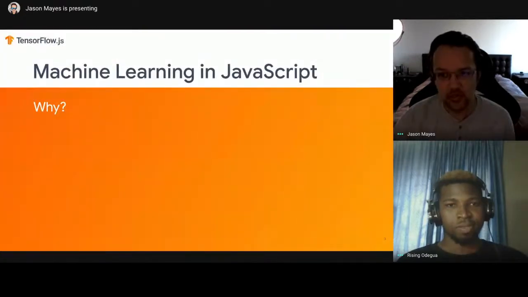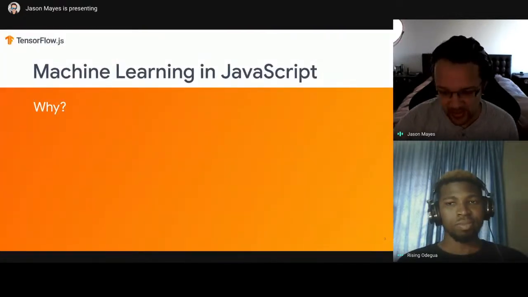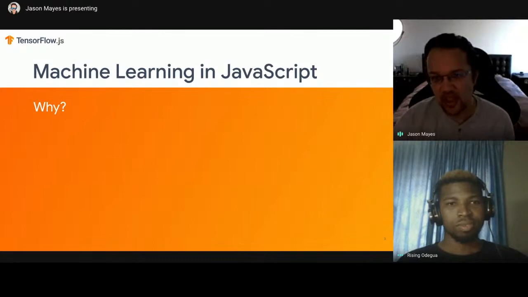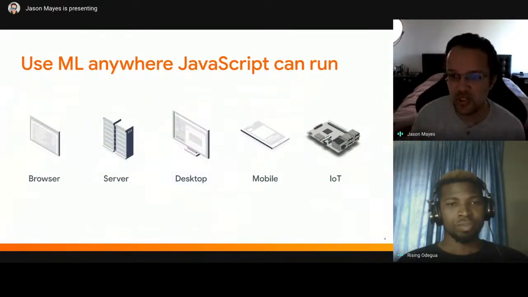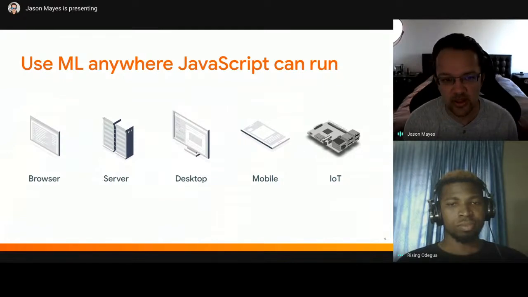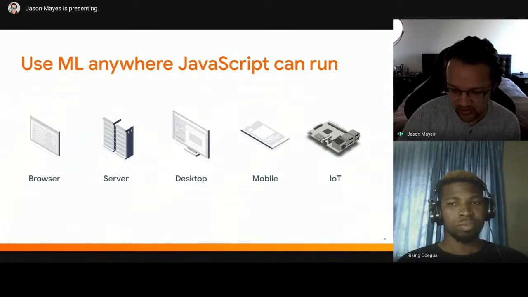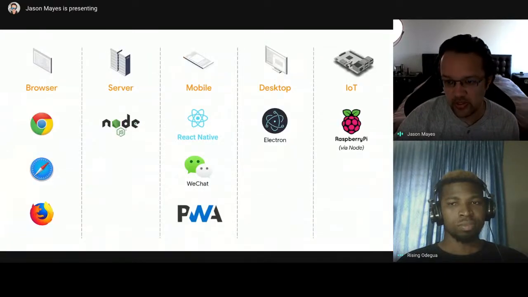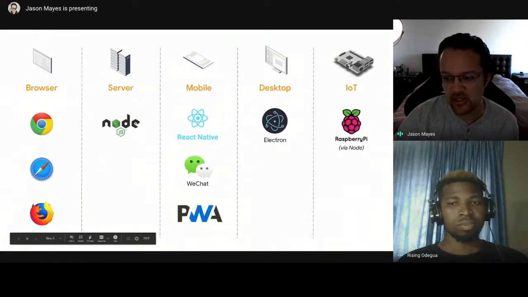So, machine learning in JavaScript, why even think about that? That's a great question. And first of all, it means you can use machine learning anywhere JavaScript can run. And that means we can look at the web browser, server-side environments, desktop native, mobile native, and even Internet of Things. And if we dive into each one of those a little further, you can see many of the technologies you already know and love.